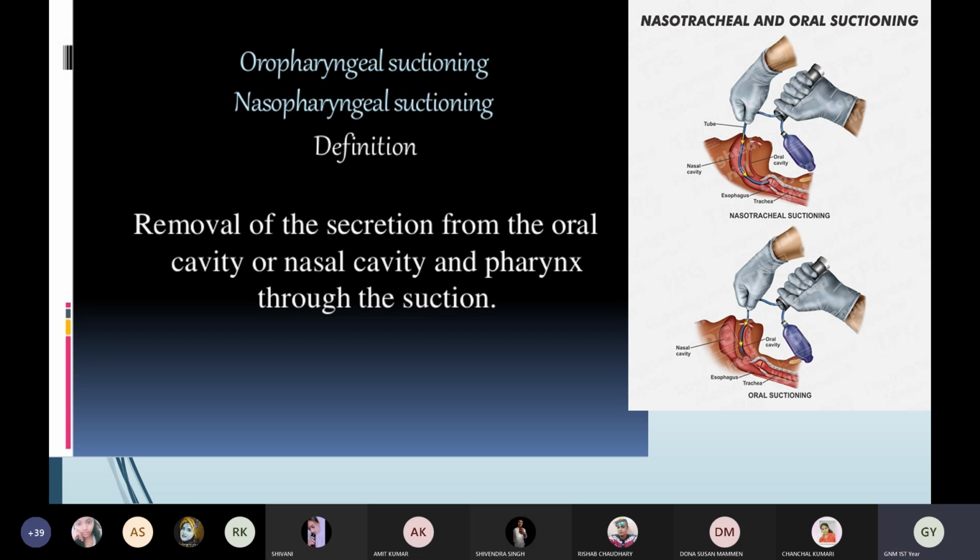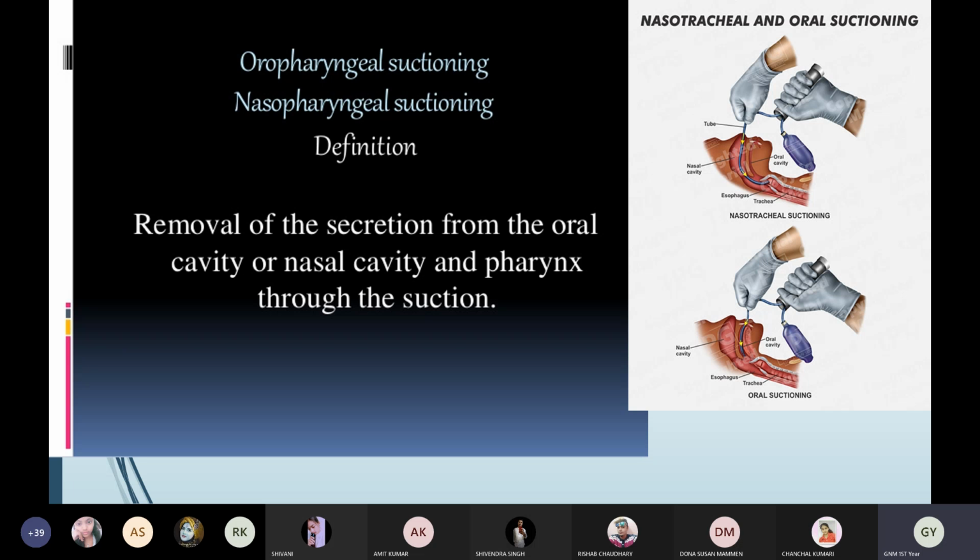Then second is nasopharyngeal suctioning. Nasopharyngeal means nasal cavity, meaning our nose, so the connection between the nose and the pharynx. If there are any secretions in the area between the nose and the pharynx, then we have to remove and suck out those secretions. That is called nasopharyngeal suctioning.